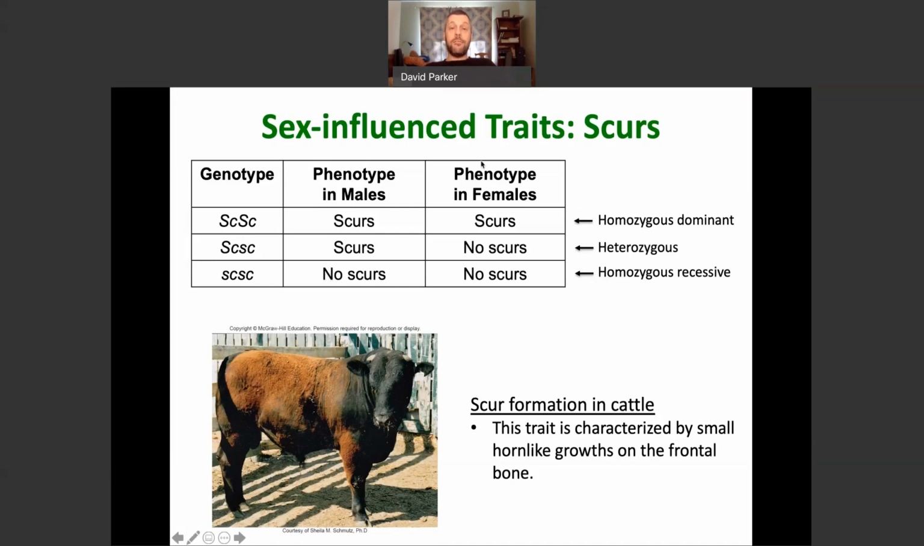Now look at the phenotype in females. Scurs in the homozygous dominant animal, and that's normal. No scurs in the homozygote recessive animal, again, as you would expect. But interestingly, look at the heterozygous phenotype. Even though there's a dominant version of this gene, it looks like a homozygote recessive, but only in the heterozygote situation. So these two heterozygotes look different in males and females, even though genotypically they're the same. That's an example of a sex-influenced trait.